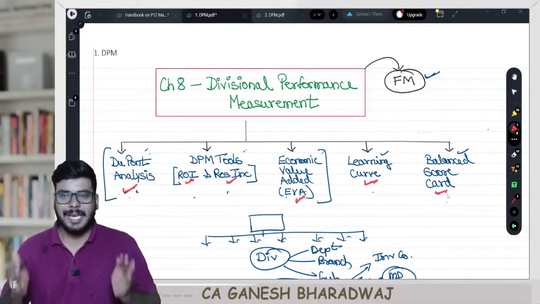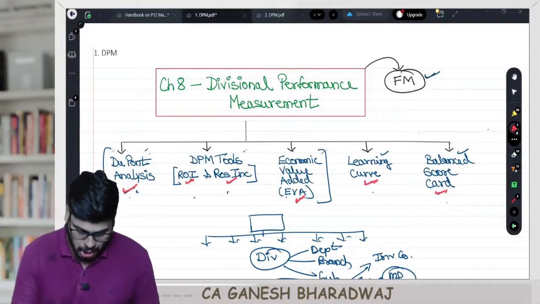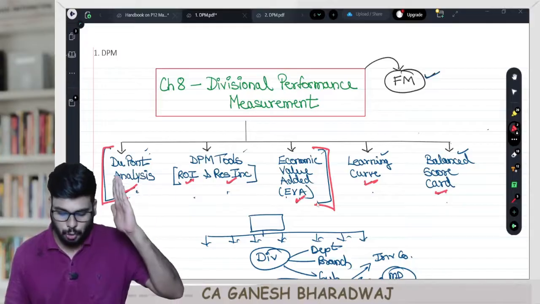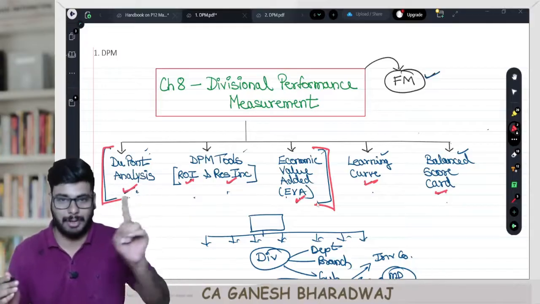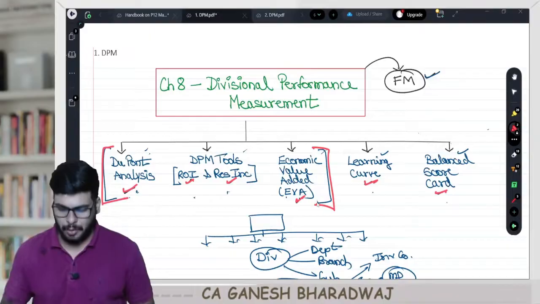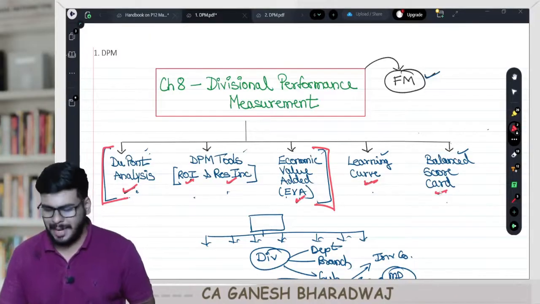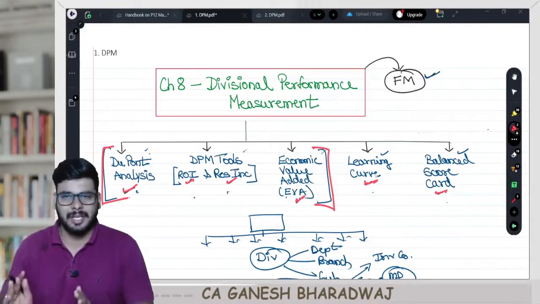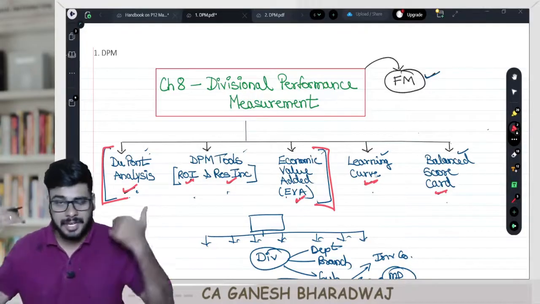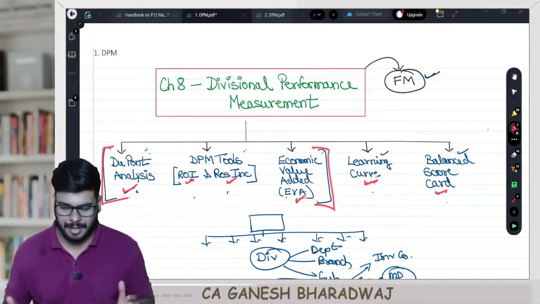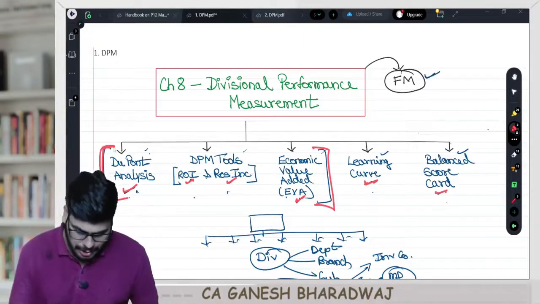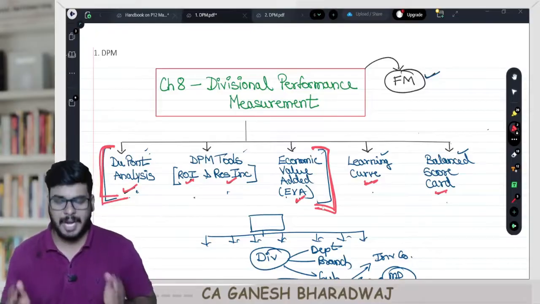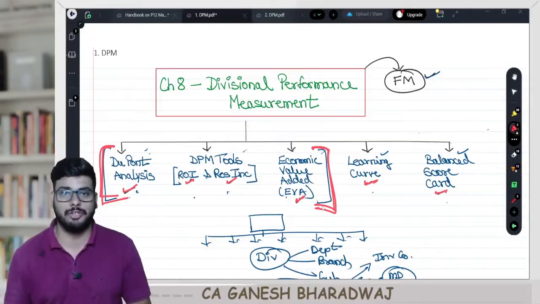Now, in this marathon, we will be covering these 3 segments. That is your DuPont analysis, your DPM tools, that is ROI, residual income, and economic value added. The learning curve and balanced scorecard, balanced scorecard anyways is more of a practical theory in nature, right? And these 2 alone, we will be discussing in depth in our regular lectures. But in our marathon, these 3 we will be covering. Clear with this, guys?